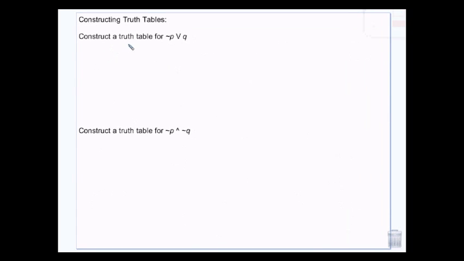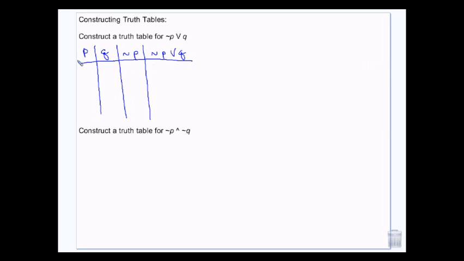We're constructing a truth table for not P or Q. My basic letters are P and Q. So those are my first two columns. But then I need this not P. We always start with P, Q, and then whatever your basic letters are. And then if you have any nots in there, you throw in a column for each not. And then you have a column for the actual conjunction or disjunction that you're testing out.